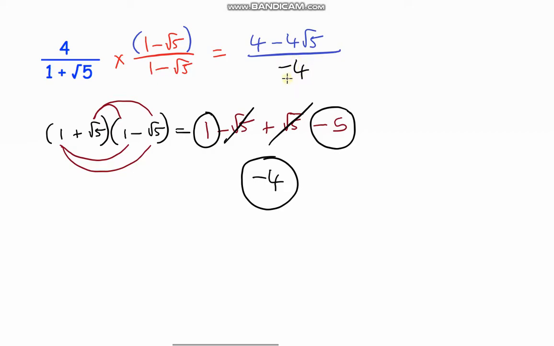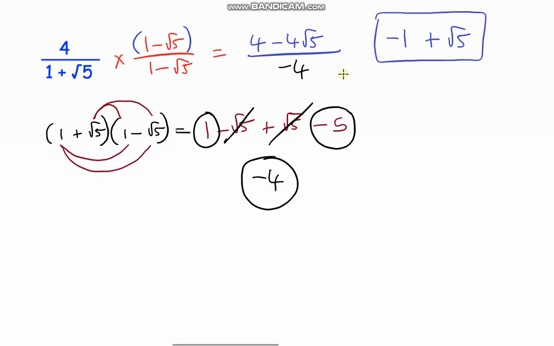Now you could leave it like this, but you might not get full marks because it isn't fully simplified. They might ask you to fully simplify your answer as well. So I can see that we can divide the top and bottom by negative 4. That will get rid of this fraction. So 4 divided by negative 4, well, that would be negative 1. And then this divided by negative 4, well, that would be plus root 5. And that is our final answer.